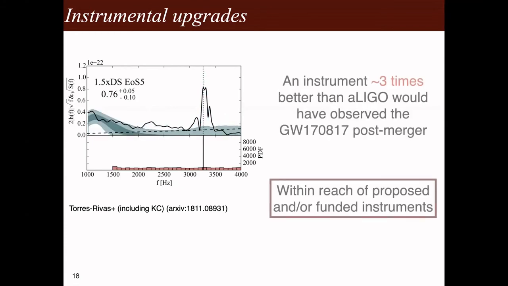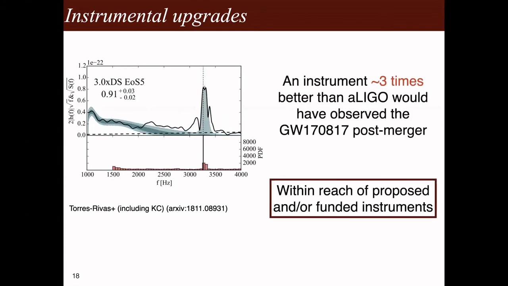So we expect in something like 3 times the design sensitivity of our detectors to be able to see such a signal. I realize that 3 times the design sensitivity sounds scary, but this is within reach of either proposed or funded instruments. So we expect the instruments around 2025 to already be about 2 times better than their design sensitivity. So it is possible to see such a signal around 2025, maybe a little bit further out.